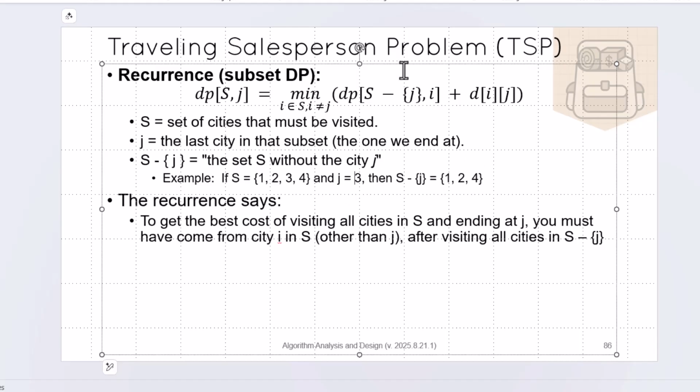So the recurrence ultimately says what? This looks a little complicated. To get the best cost of visiting all cities in S and ending at j, you must have come from city i in S other than j. That's what this says down here, after visiting all cities in S minus j.